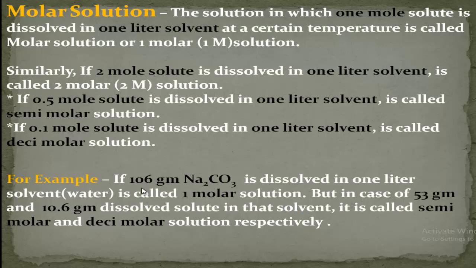But if there is 53 gram sodium carbonate, that means half of the 106 gram, so it will be called semi-molar solution. And if there is 10.6 gram sodium carbonate in 1 liter solvent, then that solution is called decimolar solution, because 10.6 gram is actually 0.1 mole of sodium carbonate. So now we can easily measure this amount and prepare a solution of a definite concentration.